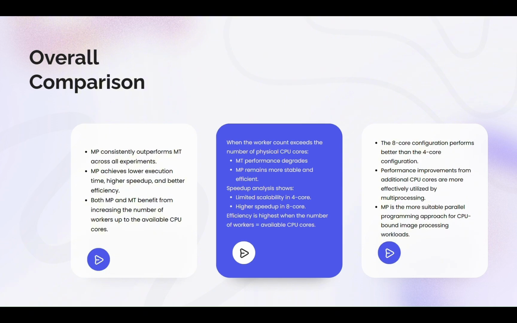From the speed-up analysis, we can see that the scalability is limited in the 4-core configuration due to the hardware constraints, while the 8-core configuration can have higher speed-up. The efficiency results also show that it is higher when the number of workers matches the number of available CPU cores, and it decreases when too many workers are used. Overall, the 8-core configuration performs better than the 4-core configuration, and the additional CPU cores can be more effectively utilized by the multiprocessing.